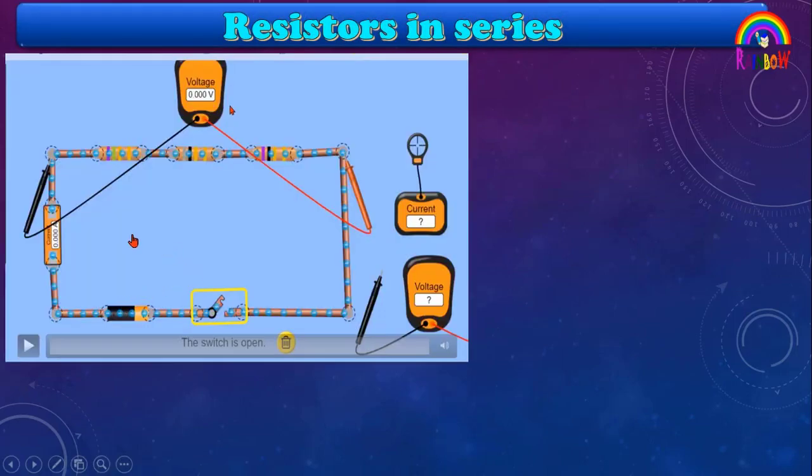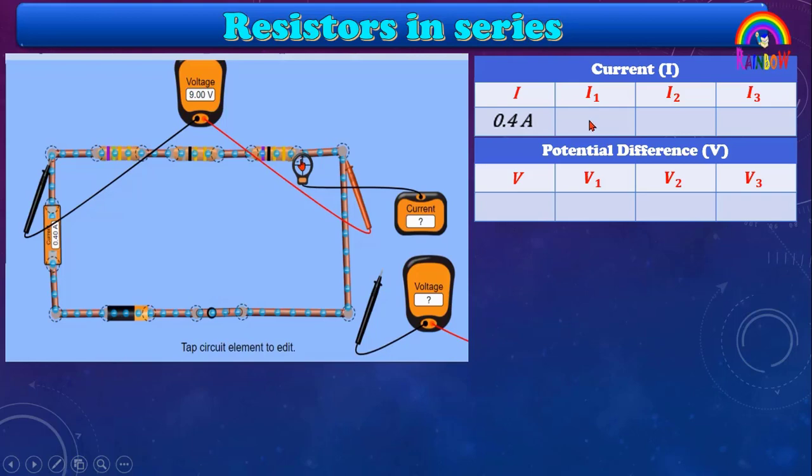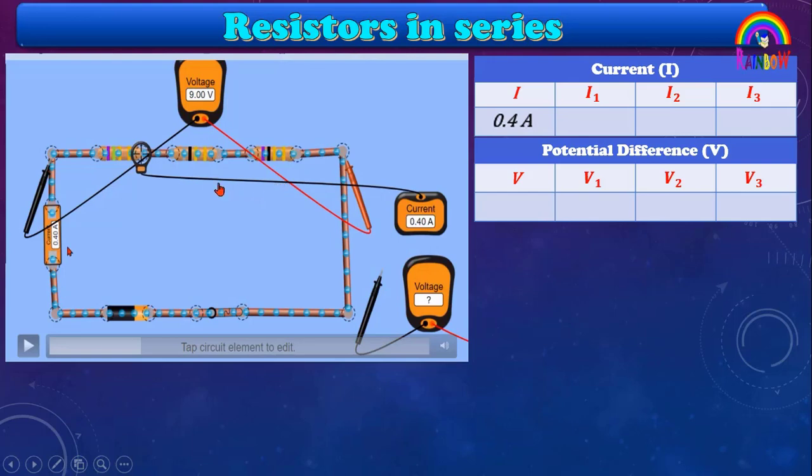See, here I have connected three resistors in series. I have also connected an ammeter and voltmeter to measure the current and potential difference respectively. See the total current through the circuit. It is 0.4 ampere. Let's take it as I and write here. Now let me use this portable ammeter and check the current between the resistors. Let me write these values as I1, I2 and I3. We find that value of current is same in every part of the circuit.